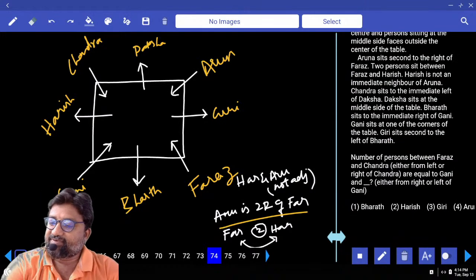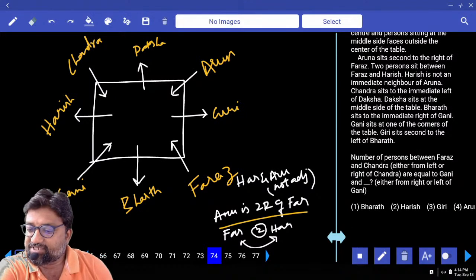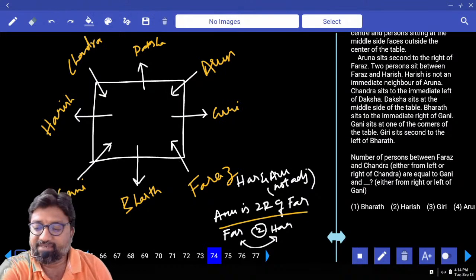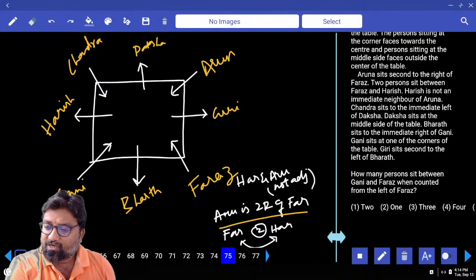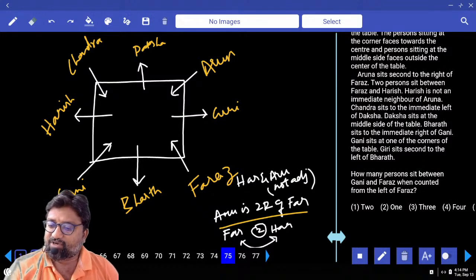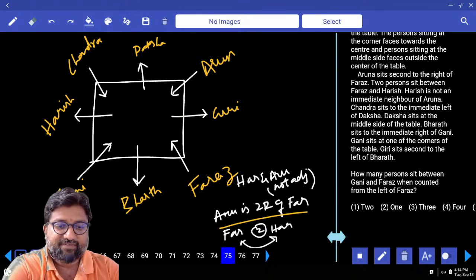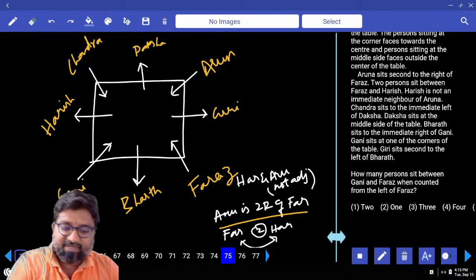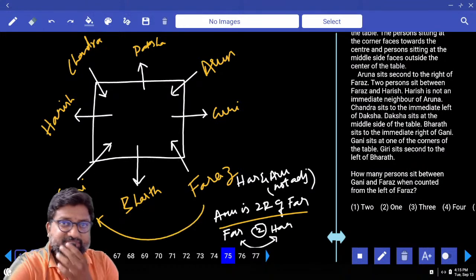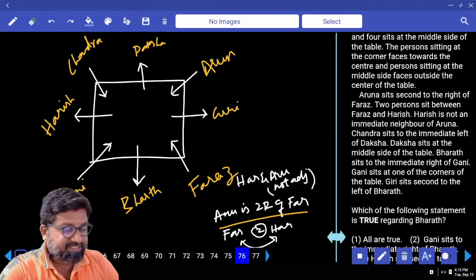Number of persons between Faraz and Chandra. Faraz and Chandra opposite positions equals to Gani. Who is opposite to Gani? Arun. Next 75. How many persons sit between Gani and Faraz when counted to the left of Faraz? Left or right? Left of Faraz. This side, right. How many persons do you see? 1 person.